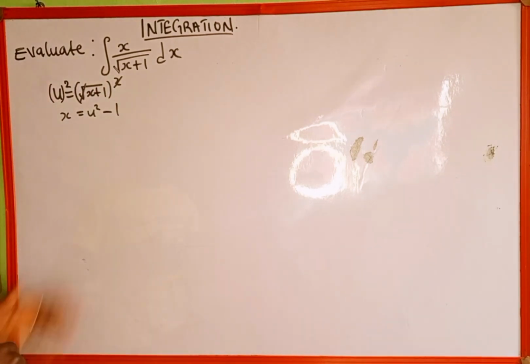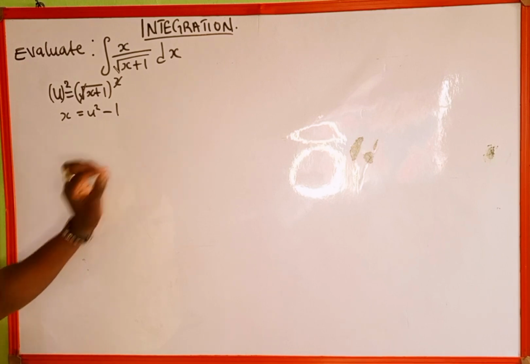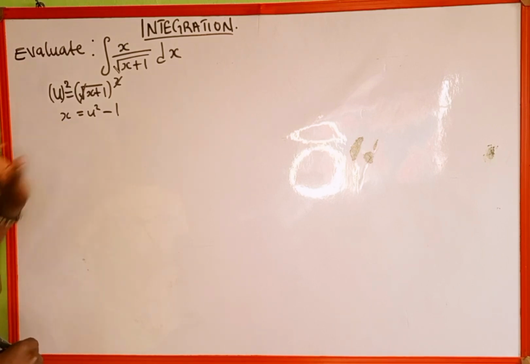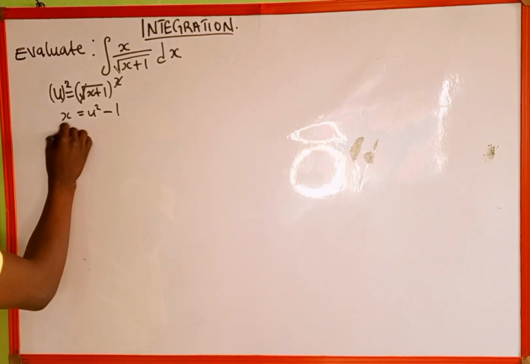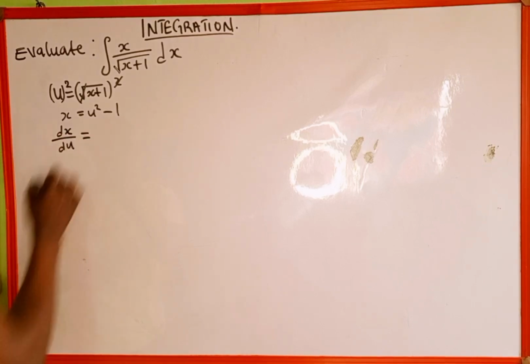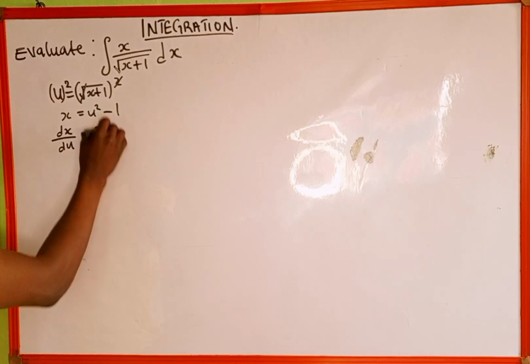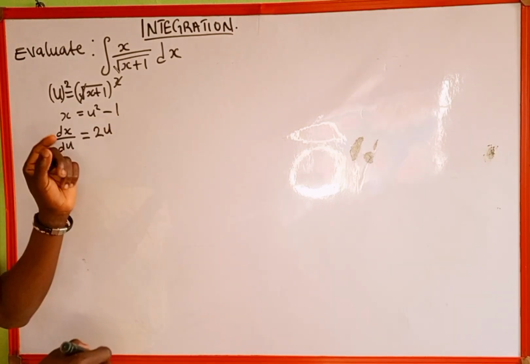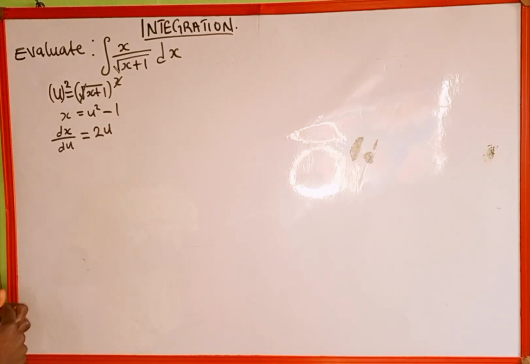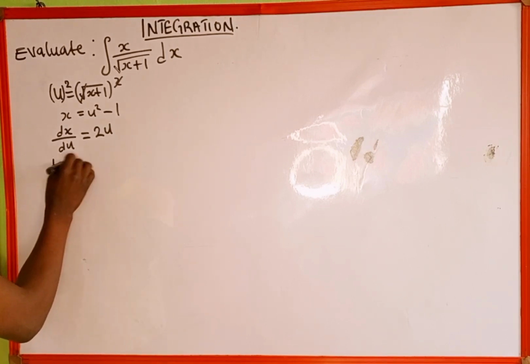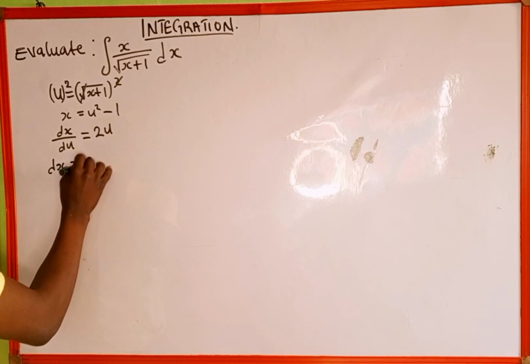So the next thing we're going to do is to differentiate both sides with respect to u. So derivative of x with respect to u is dx over du, which is the same as derivative of u squared with respect to u, which is the same as what? 2u. And derivative of negative 1 is a constant, so it's going to be 0. Now the next thing is to make dx the subject of the formula. So dx now will be equal to, we cross multiply, is going to be what?